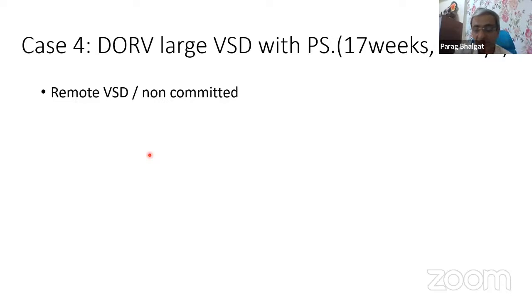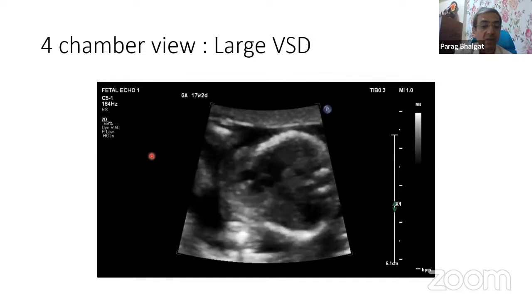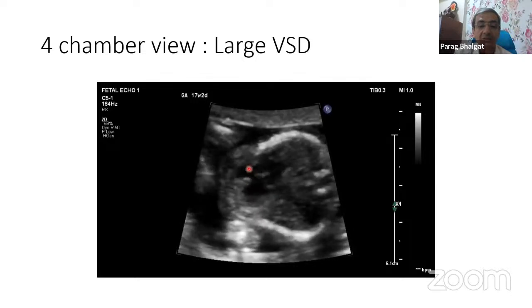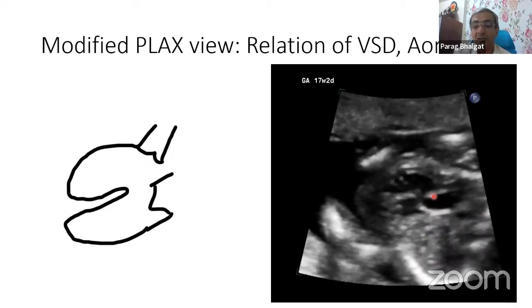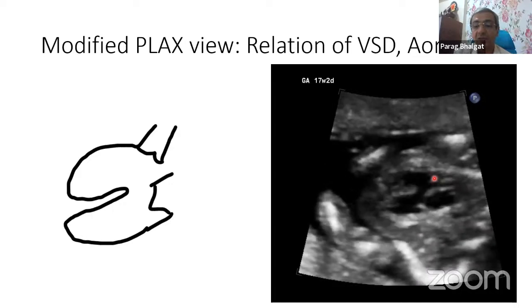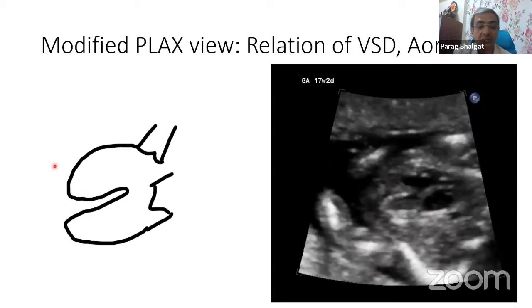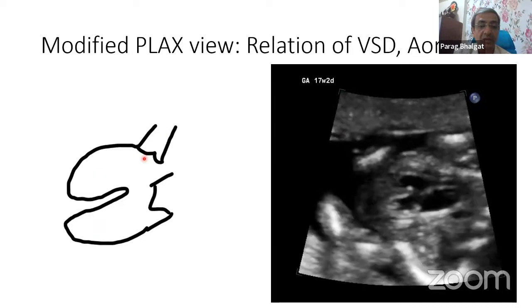Again, a 17-weeker, small baby. It looks like a non-committed VSD. We'll see how it's non-committed. It's far placed. LV, RV, AV valves, spine, anterior, just to make orientation. Now, this is the LA, LV, left atrium, left ventricle. This is the VSD, and here is the aorta, RV. So I just made a diagram here. Mitral valve, LV, RV, and aorta.